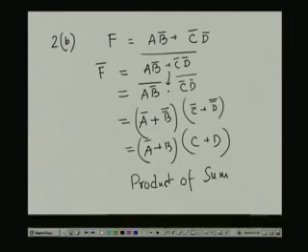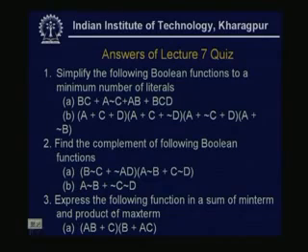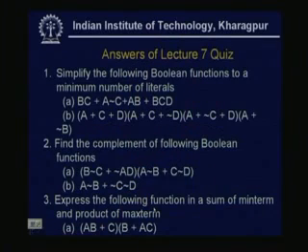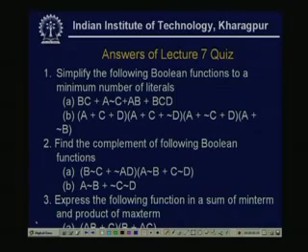Now, we see question number 3. Question number 3 is: express the following function in a sum of min terms and product of max terms. In the last lecture, we defined the min terms and max terms, and the sum of min terms and product of max terms. So now we have to represent (AB + C)(B + AC) in that way. See how we can do that.